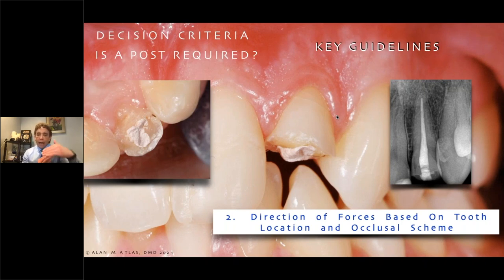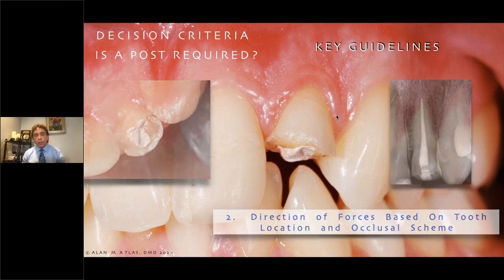So examine how the patient is moving their mandible. I call it the envelope of function. You must look for wear on those incisor teeth, because that's going to dictate how I'm going to prepare this tooth, whether or not I'm going to put a post in, and whether or not I have to do some minor occlusal adjustments to prevent stress on that particular offending tooth.